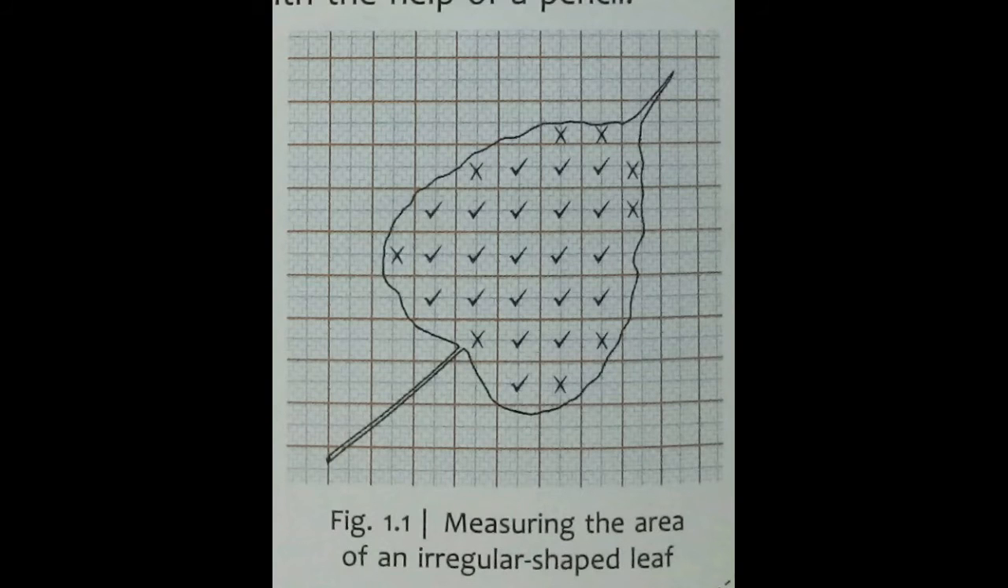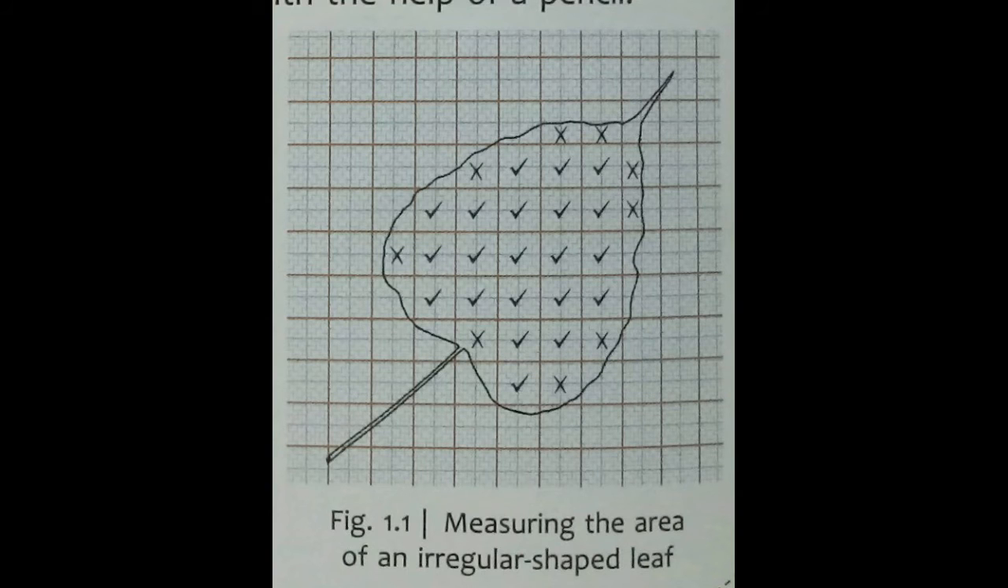Now, the procedure is to count the full boxes covered by the irregular object, and then count the boxes which are covered half or more than half. Leave the boxes which are covered less than half. Now add the fully covered boxes and the more-than-half covered boxes to calculate the area in an easy way.